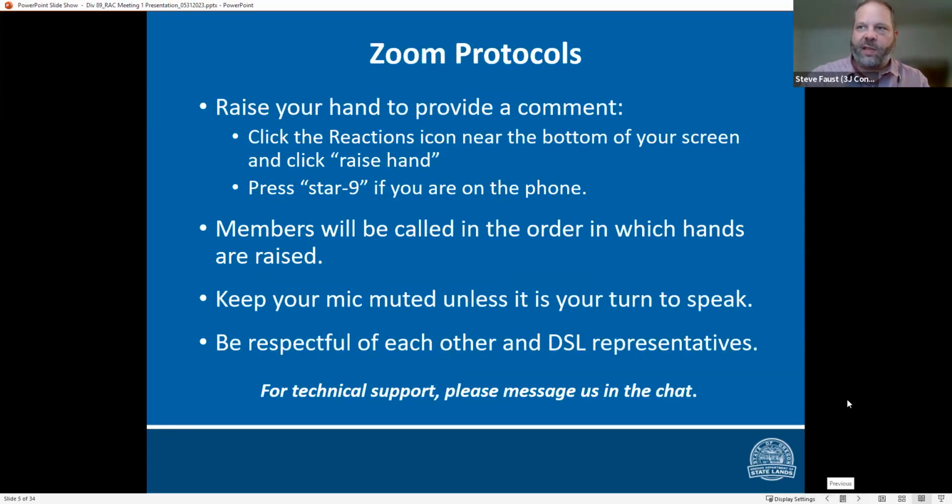In terms of our Zoom protocols, please do raise your hand, preferably the virtual hand, if you want to provide a comment. For those on the phone, you can press *9. I will do my best to call on you in the order in which you raised your hand. Again, staying on mute is very helpful unless it's your turn to speak. And just a good general rule, let's all be respectful of each other, especially in terms of the time we take and being good listeners with each other. So, any questions about today's agenda or those protocols? Not seeing any, I'll hand it over to Danielle to walk us through the rulemaking process.